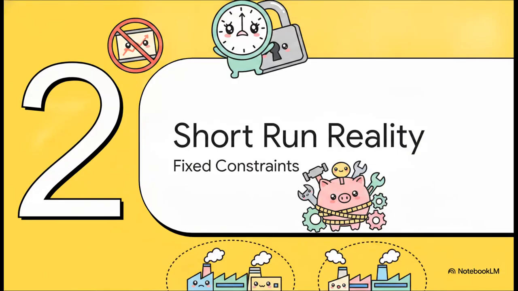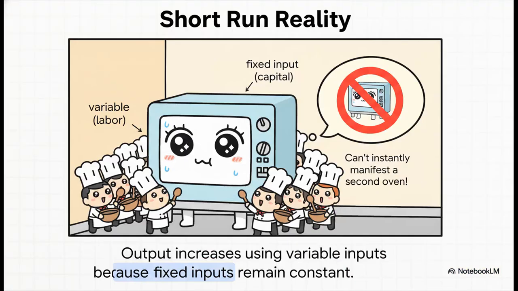Moving right along to section 2, the short-run reality, fixed constraints. Now let's drop into the immediate reality every new business owner faces. In the short run, your output can only be increased using variable inputs, purely because your fixed inputs remain strictly constant. What does that mean in plain English? Well, it means you can easily hire more cooks for your kitchen today, but you're completely stuck with the single oven you already own. You can't just instantly manifest a second oven or magically expand your square footage.